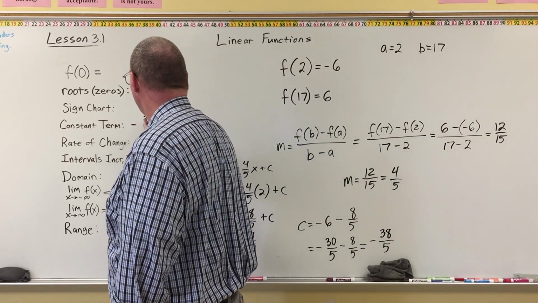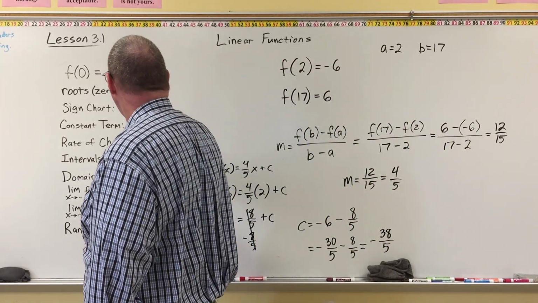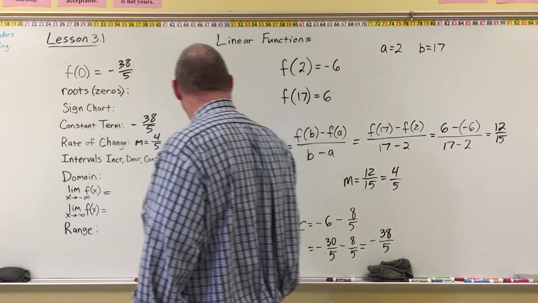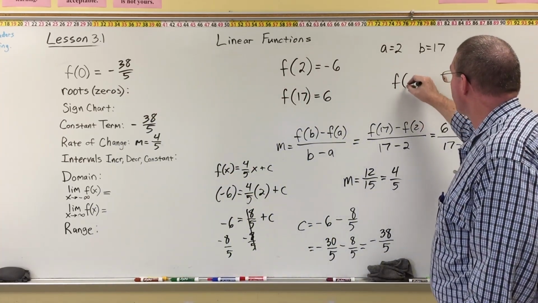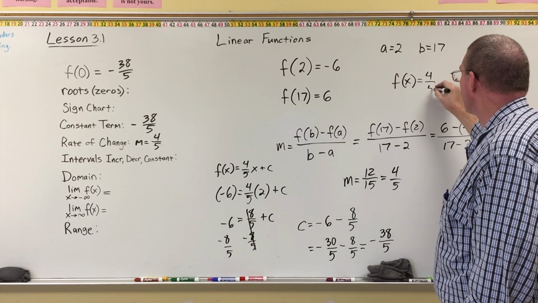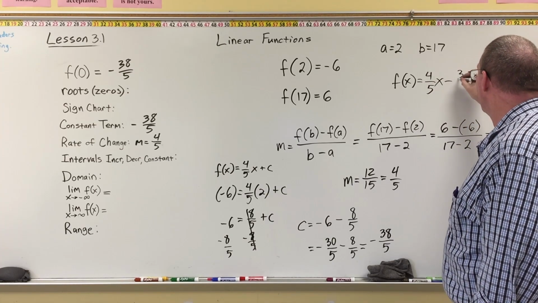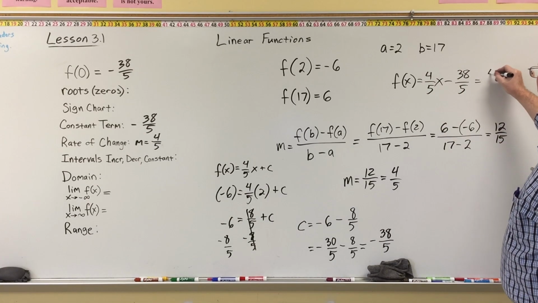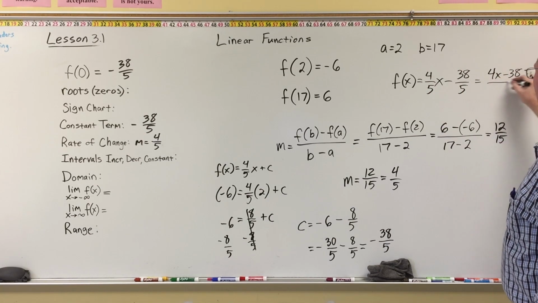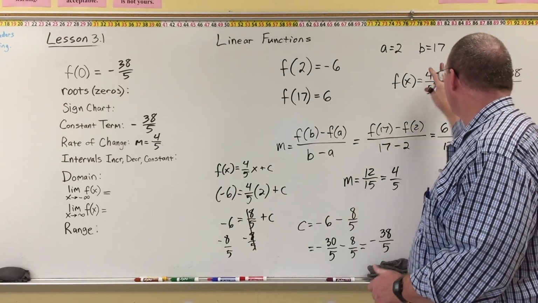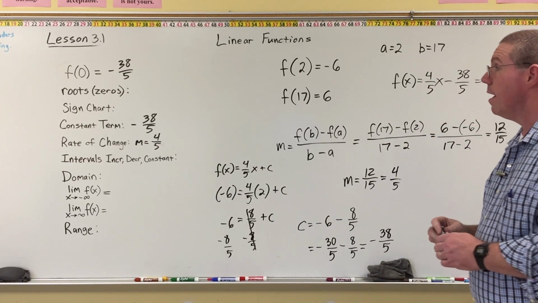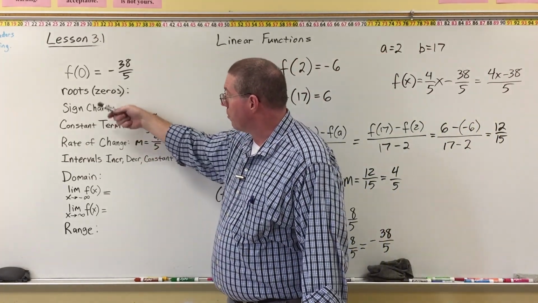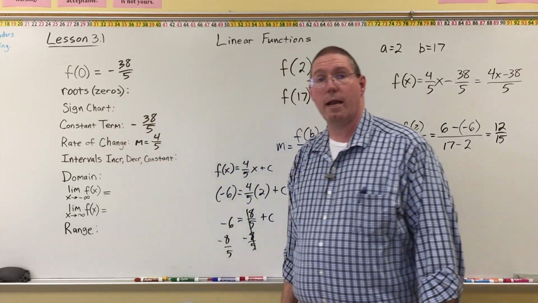So we're going to do negative 38 over 5. And that also means that f of 0 is negative 38 over 5. And our function is now f of x is equal to 4/5 x minus 38 over 5. Now this can actually be simplified into 4x minus 38 over 5. Okay? Both of these are equivalent expressions. And then what you can do is you can use that information, of course, to find your roots, your sign chart, your intervals, your domain, and everything like that.